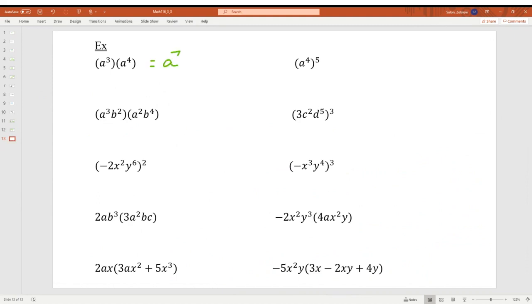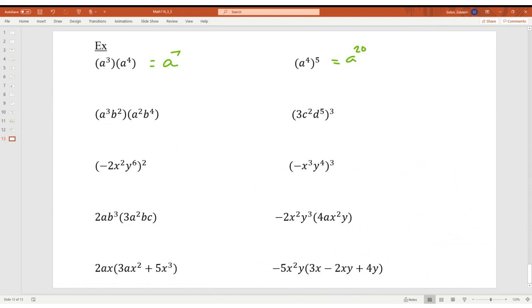Now the second one is a power of a power. When you have a power of a power, you do what? For the second one, the one on the right, a to the power of 4, the power of 5. Multiply. So we multiply, and that becomes 4 times 5, which is 20. So a to the power of 20.